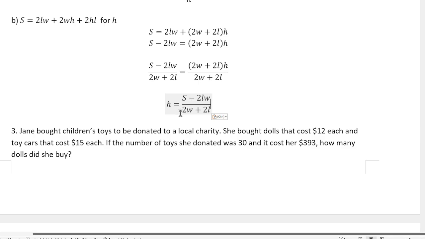Unfortunately, you might want to cancel this 2 with these two, but that's not allowed. If you pick numbers for s and w and l, and if you try it, you'll see that canceling this 2 with these two, you get something not equal. So don't do that. This is the simplest as you can get.